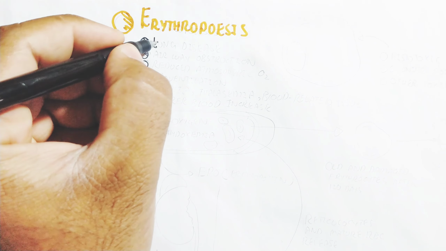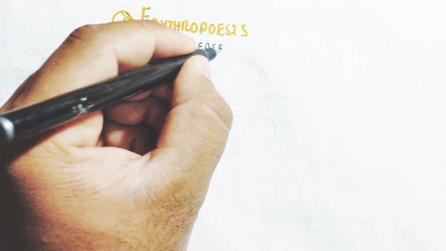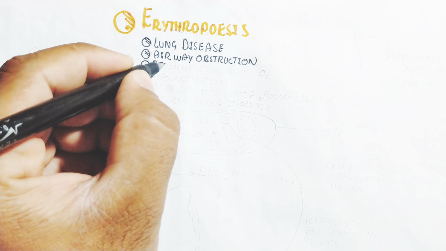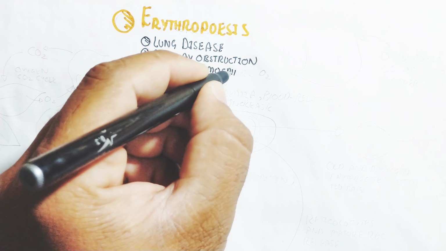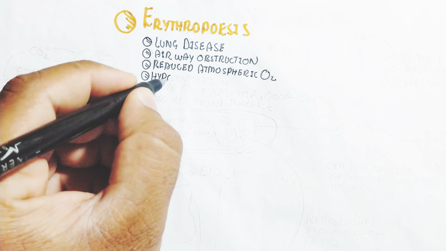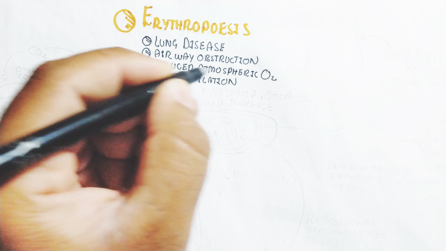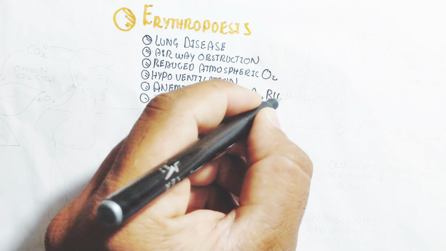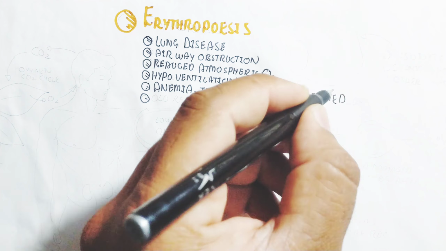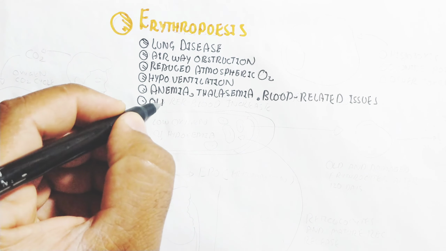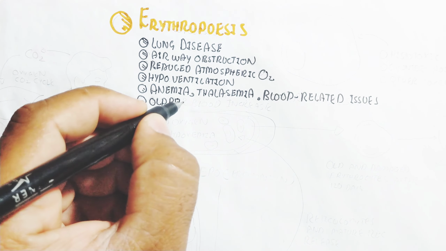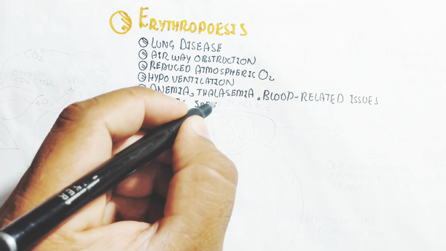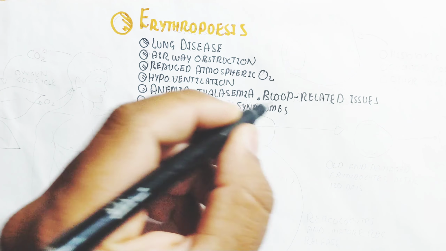Erythropoiesis means red blood cell formation. In the previous video, we discussed hematopoiesis, which is the collective formation of blood, containing RBC and WBC. Erythropoiesis is triggered more by lung disease, airway obstruction, reduced atmospheric oxygen, hypoventilation, anemia, thalassemia, blood-related issues, old RBC survival syndromes, and many other problems.